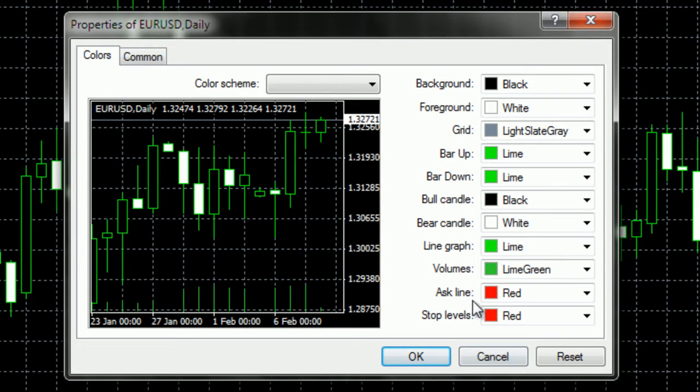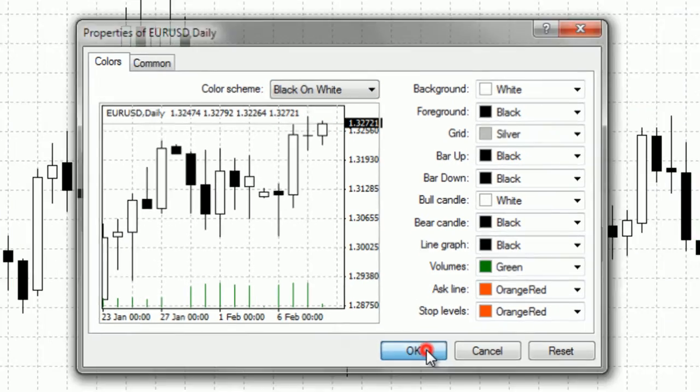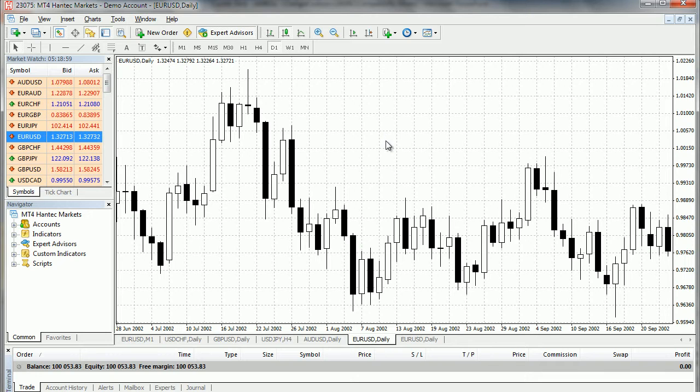Here you can see there's a drop-down box above the chart labelled Colour Scheme. If you click on this and then choose one of the options, let's go with black on white, and we'll click OK. Now you can see that the candlesticks have a black outline on a white background. Furthermore, the bullish candles now have a white body and bearish candles have a black body.